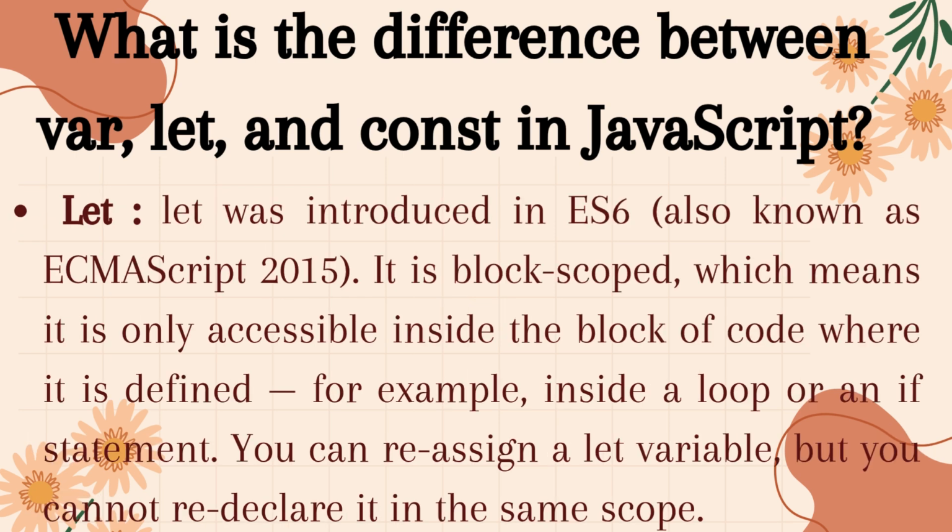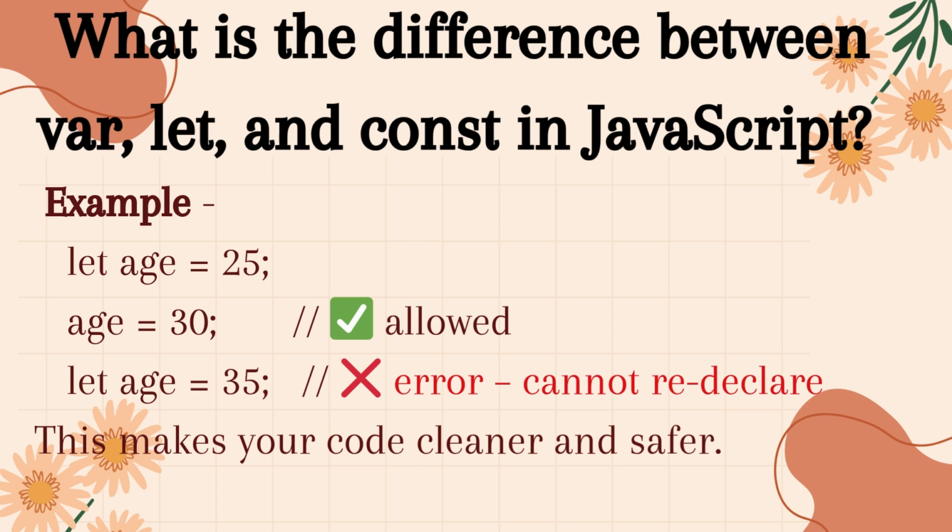2. Let. Let was introduced in ES6. It is block scoped, which means it is only accessible inside the block of code where it is defined, for example, inside a loop or an if statement. You can reassign a let variable, but you cannot redeclare it in the same scope. For example, if you declare a variable called age using the let keyword, you can change its value later. That's called reassigning. But if you try to declare the same variable name again using let, JavaScript will show an error. This makes your code cleaner and safer.